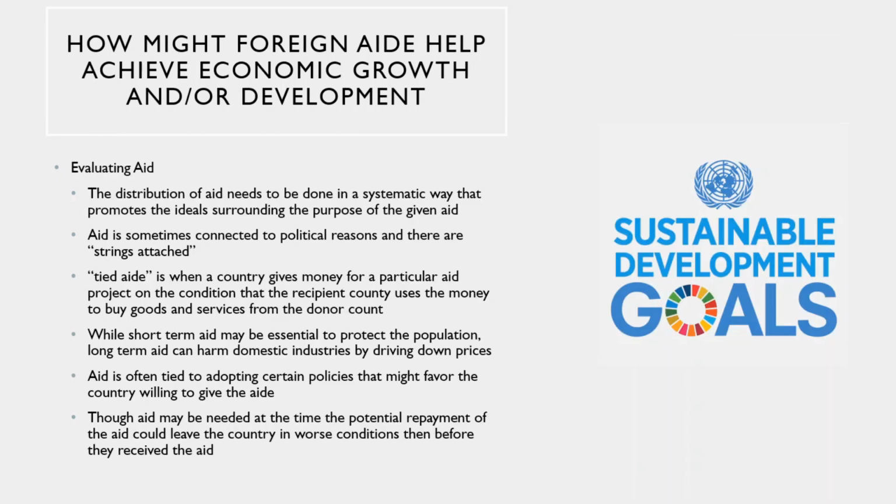So, evaluating foreign aid, the distribution of aid needs to be done in a systemic way that promotes the ideals surrounding the purpose of the given aid. Aid is sometimes connected to political reasons and there are strings attached. Tied aid is when a country is given the money for a particular aid project on the condition that the recipient country uses the money to buy goods and services from the donor country. While short-term aid might be essential to protect the population, long-term aid can harm domestic industries by driving down prices if there are strings attached or if it's tied aid. Aid is often tied to adopting certain policies that might favor the country that's willing to give it.